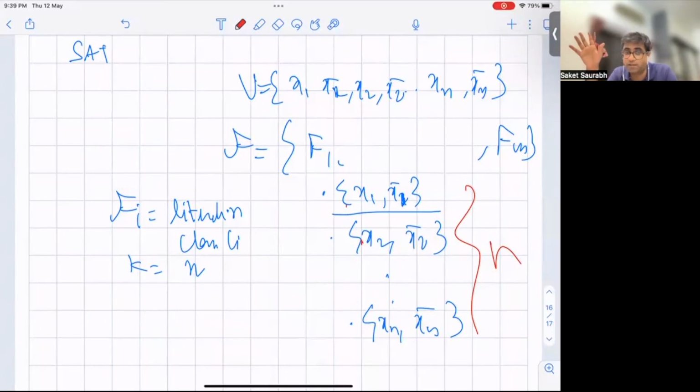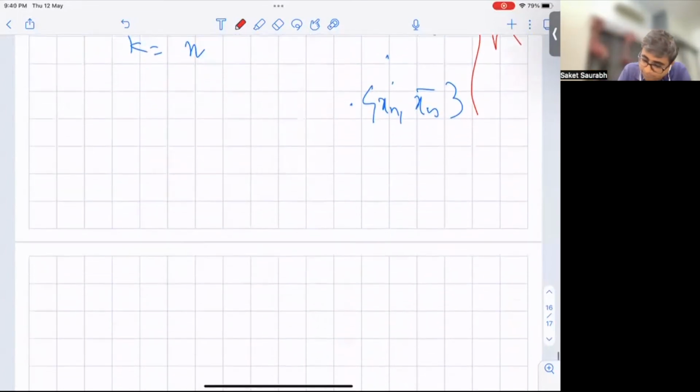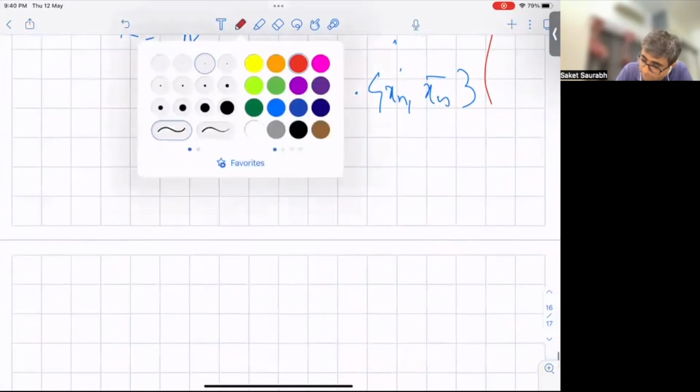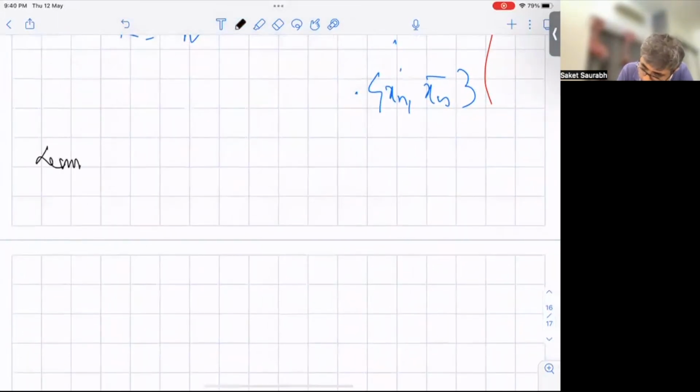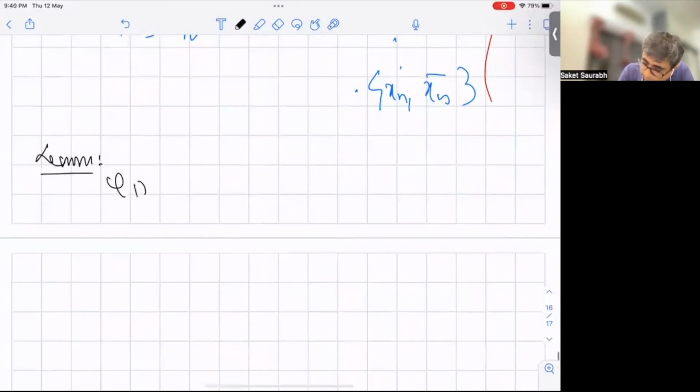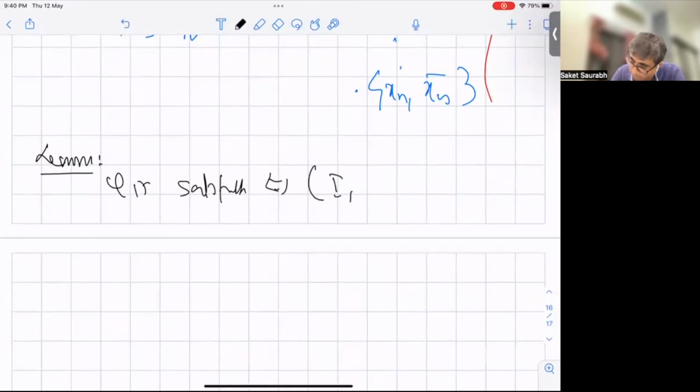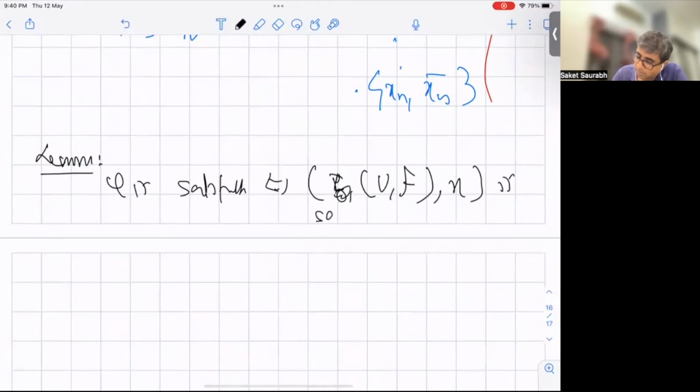I have not shown anything. I have not proved anything. It's just my construction. Now, what I want to say, what is our lemma? Phi is satisfiable if and only if (U, F, N) is a yes instance.